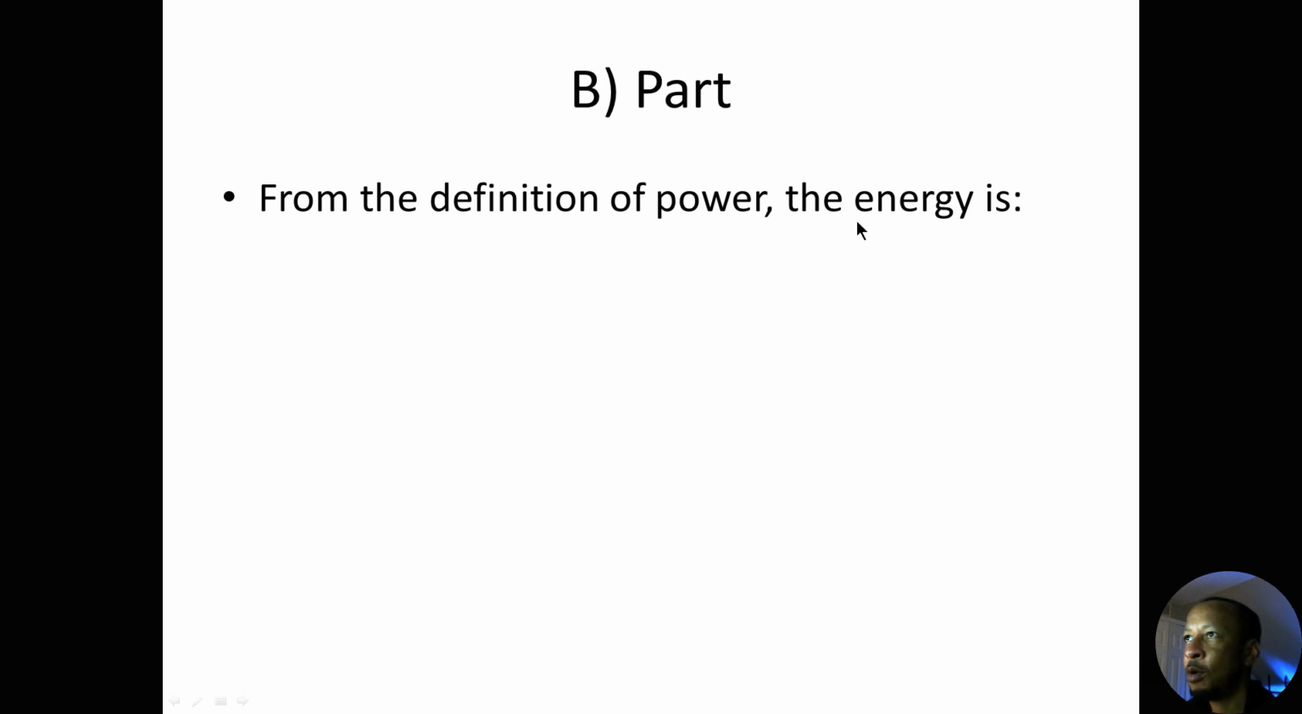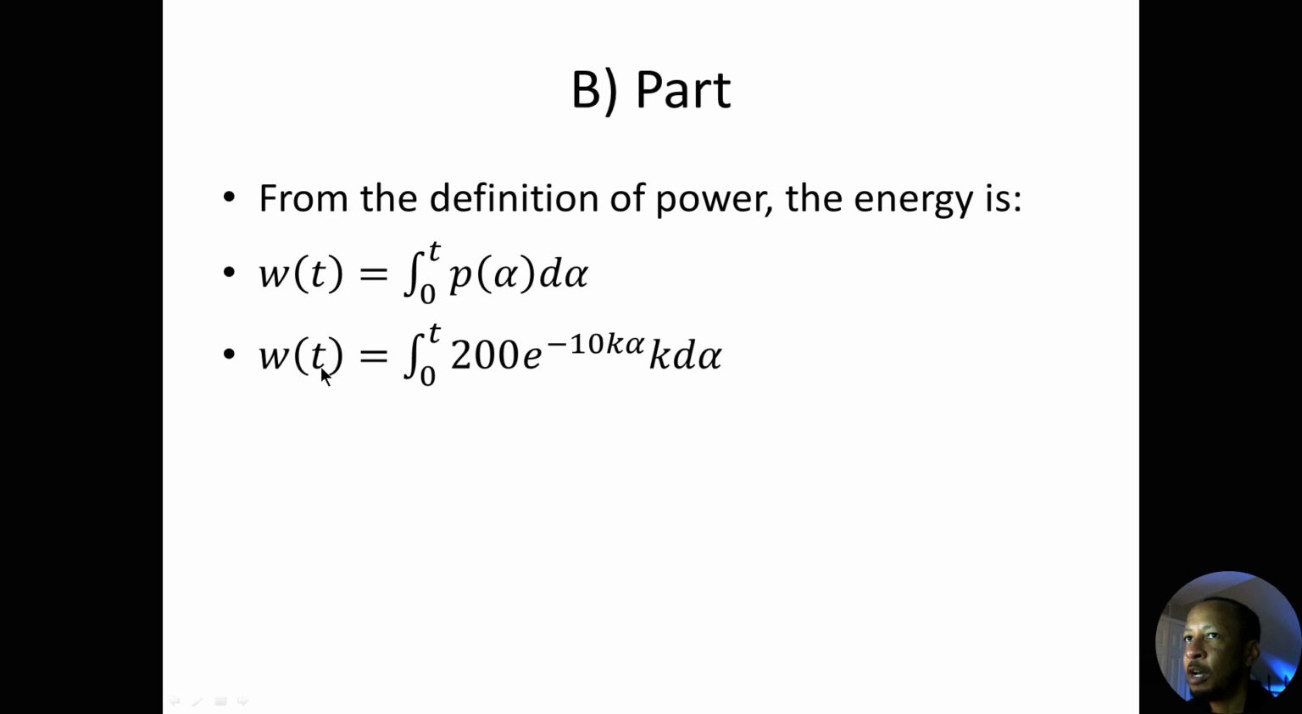Okay, so next, our B part. From the definition of power, the energy is w(t) equals the integral from 0 to t of p(alpha) d alpha. And so now we have w(t) equals that same integral of 200k e^(-10k alpha) d alpha. And so w(t) now becomes equal to 200k divided by negative 10k, multiplied by e^(-10k alpha) between the limits of t and 0.